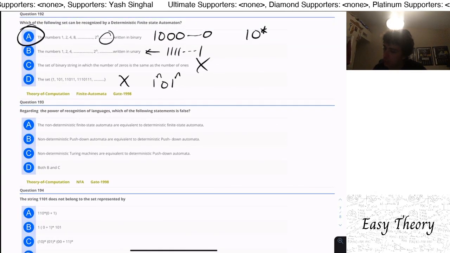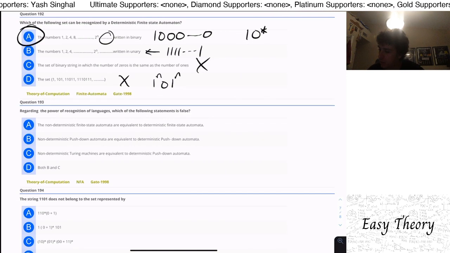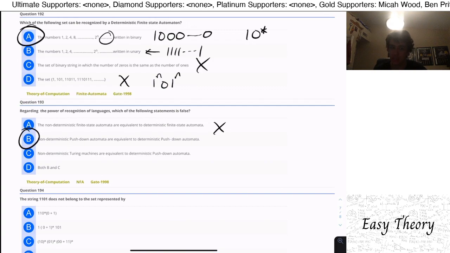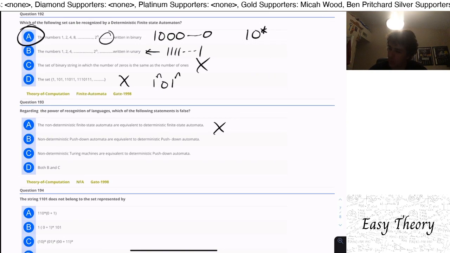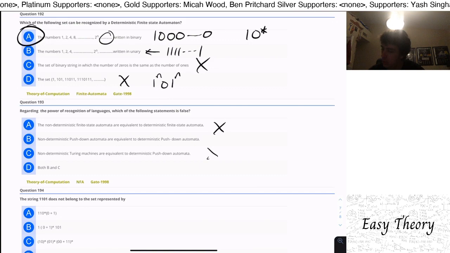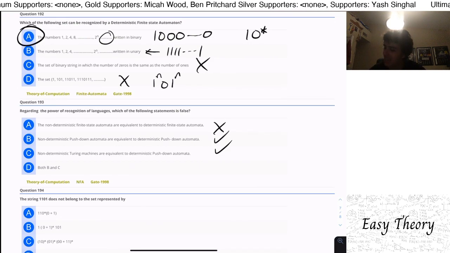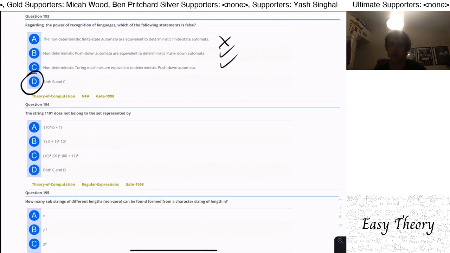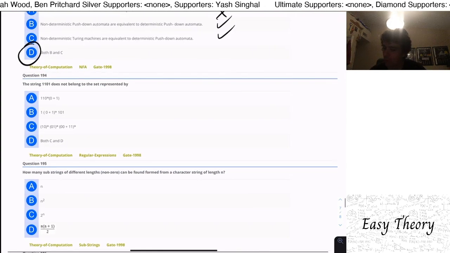Power of recognition of languages, which ones are... Non-deterministic NFAs are equivalent to DFAs, so that's not the answer. So we've seen this one, so B is the... Oh no, I didn't check the other one. Oops. Non-deterministic Turing machines are equivalent to DPDAs. That's also not true. I mean, it's false. So the answer is... okay, so it must be D. Yeah. So remember to always read all of the answers, which is something that I haven't been doing during this video, but oh well.